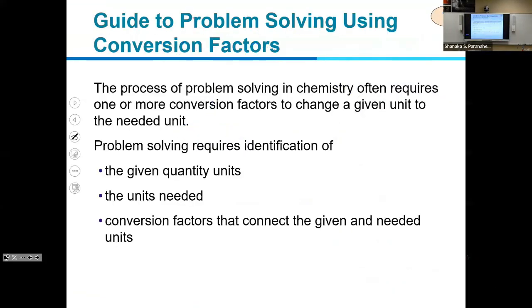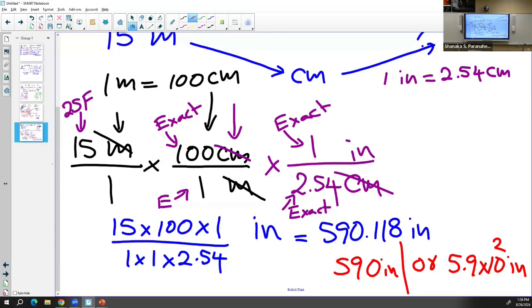The process of problem solving in chemistry often requires one or more conversion factors to change a given unit to the needed unit. So problem solving requires identification of the given unit, the given quantity, the unit needed, and conversion factors that connect the given and needed units. So let me give you a practice problem.